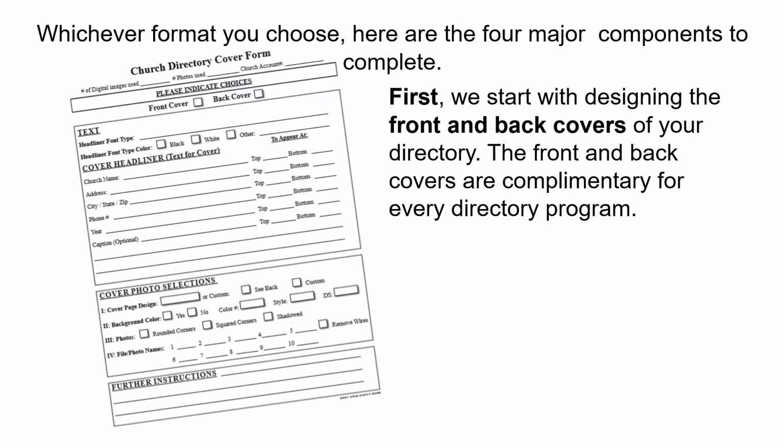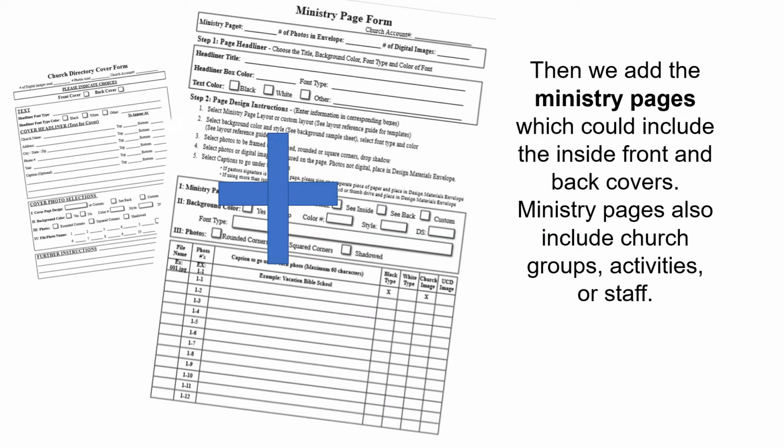Whichever format you choose, here are the four major components to complete. First, we start with designing the front and back covers of your directory. The front and back covers are complementary for every directory program. Then we add the ministry pages, which can include the inside front and back covers. Ministry pages also include church groups, activities, or staff.